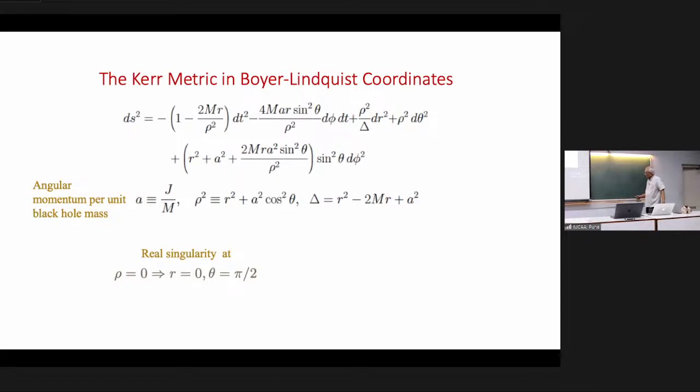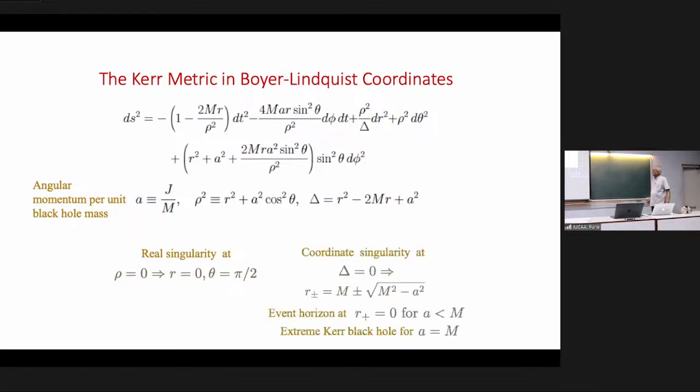But in this case, the singularity is at rho is equal to 0, and then you have theta is equal to pi by 3. So what about phi? Phi is unspecified. So the singularity is not a point, it's actually a circle. And then there's a coordinate singularity, just as in the Schwarzschild case, at delta is equal to zero.